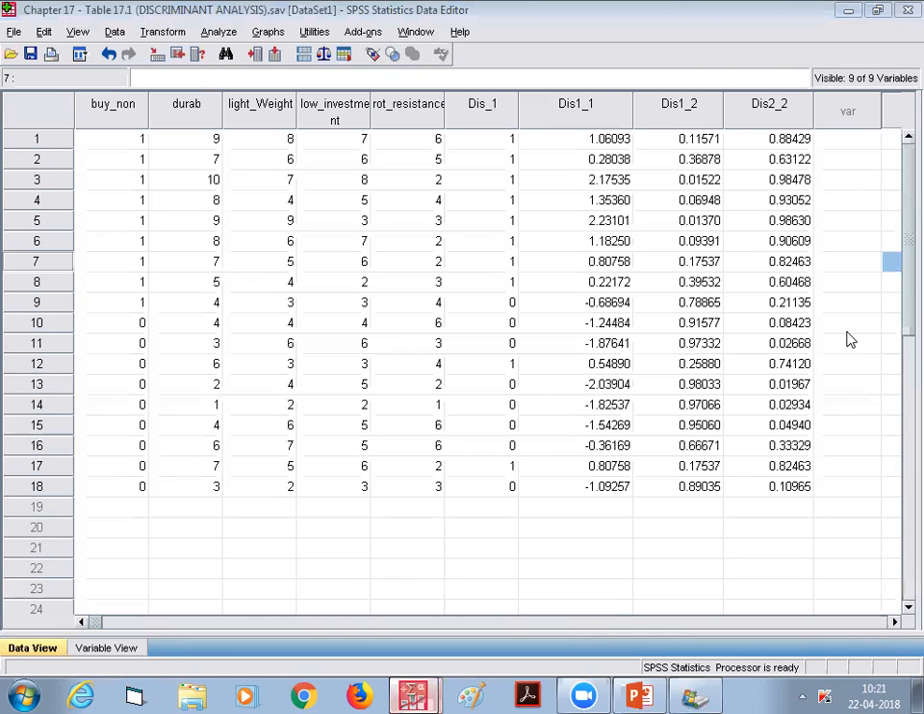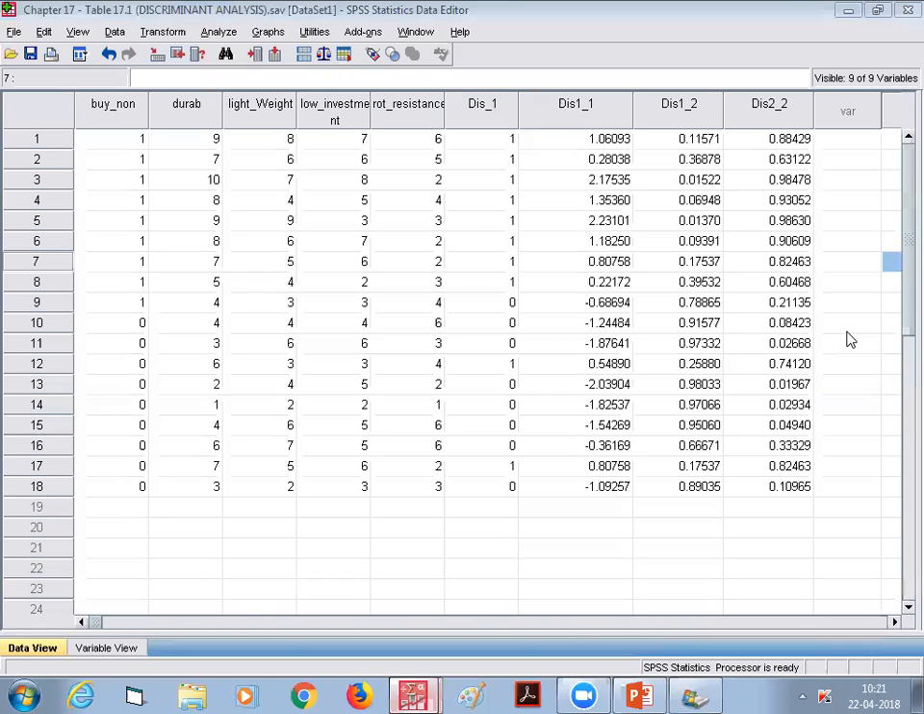So what is the probability? 0.88429 means more than 0.5. So there is an 88%, 89% chance that the first respondent could be a buyer. So he is classified into the buyer group. The probability is very high. And again here also 0.6312, more than 0.5, classified as a buyer. And look at this one, 0.98.